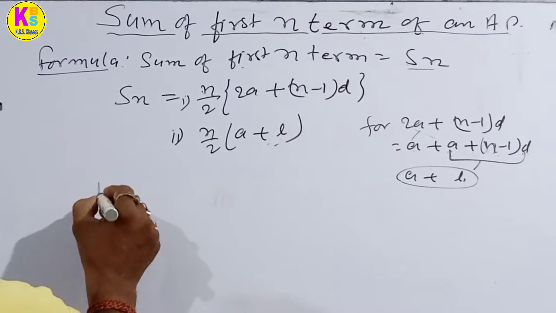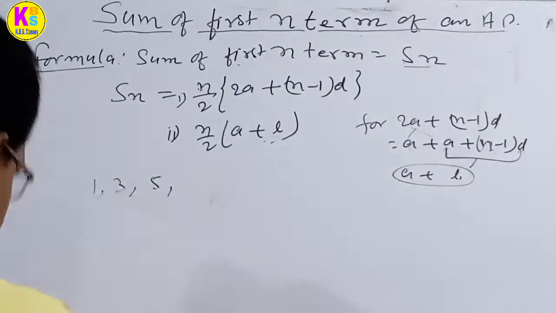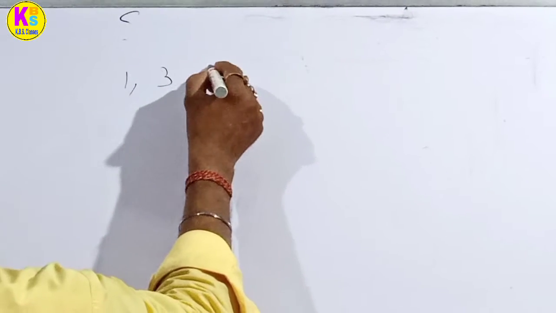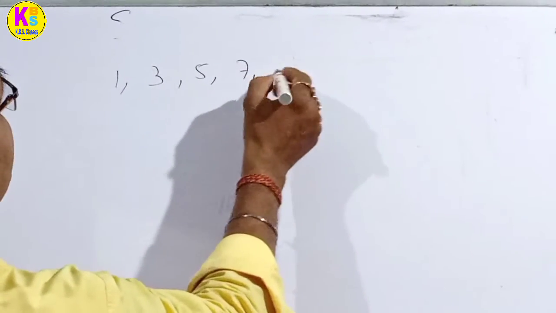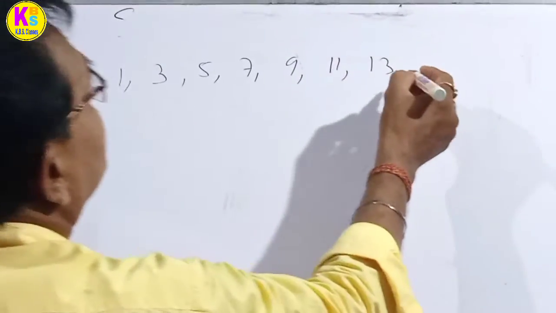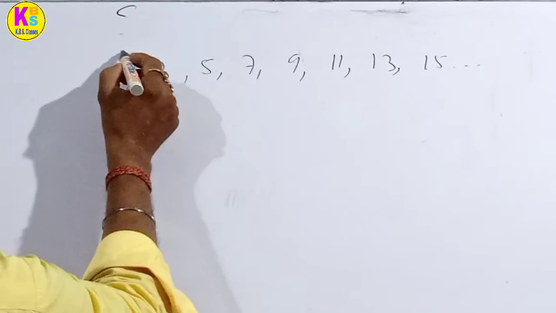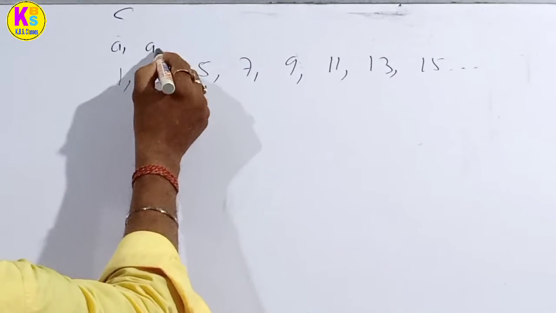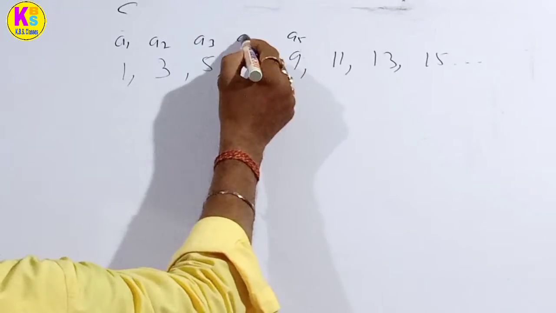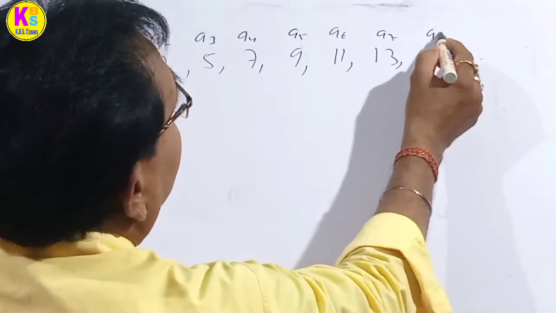1, 3, 5, 7, 9, 11, 13, 15. Okay. See here, this one is A1, this is A2, this is A3, A4, A5 means the fifth term, sixth term, seventh, eighth term.